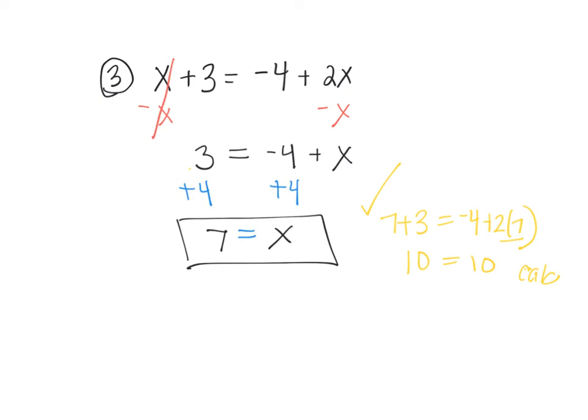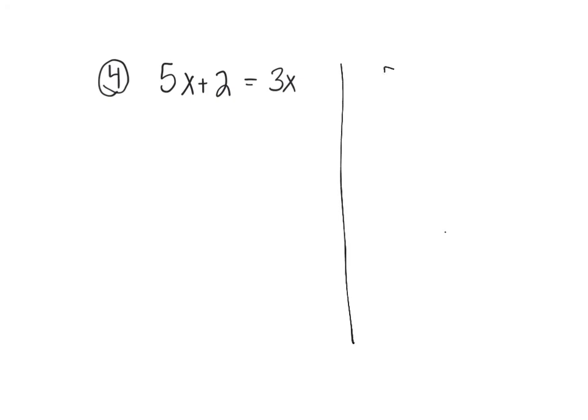And I believe we have one last problem to do together, which is 5x plus 2 is equal to 3x. Now, I'm actually going to write this problem down twice because I want to show you two different ways that you could do it based on how you were originally taught this. For some people that were taught, you always take the variable on the right and move it to the left. Here's what that would look like.